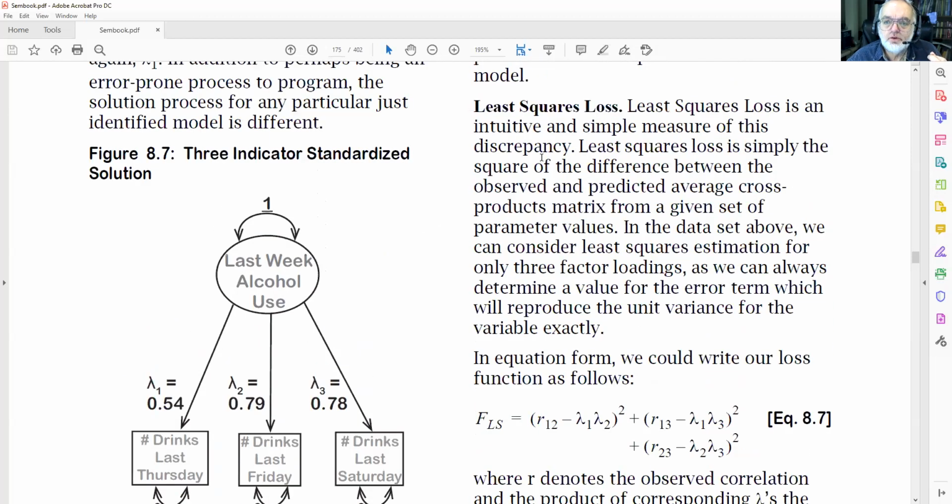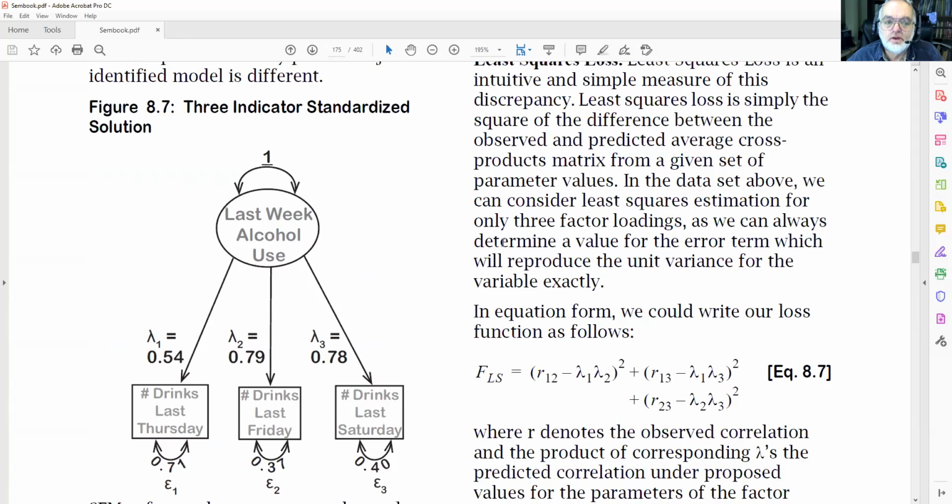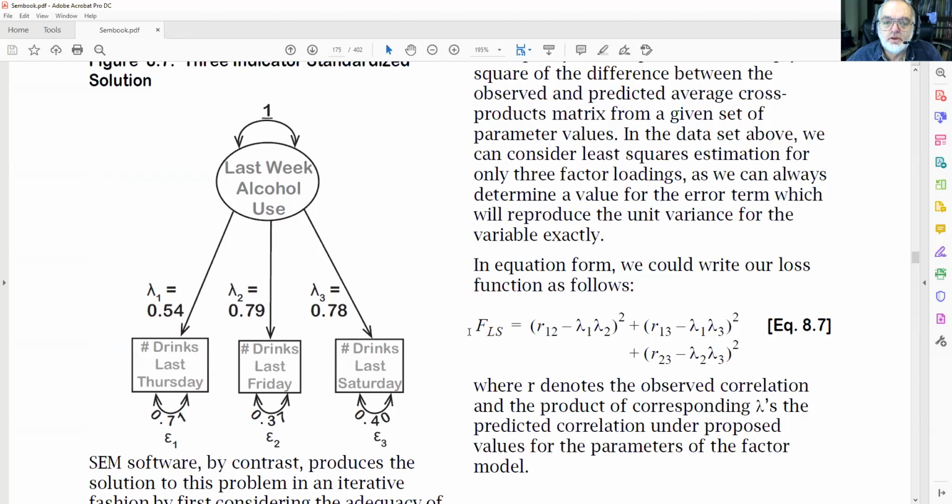And for the case of least squares loss, it's pretty easy to understand. This is a standardized solution. So any particular guess for numbers can be calculated in terms of error by the following formula. So I will take the correlation in my data minus the predicted correlation based on my diagram. So in this example, 54 times 1 times 0.79. And I'll square that number and add it up across all of the correlations in my model. And that's going to represent a degree of how bad the guesses were for a particular loading.